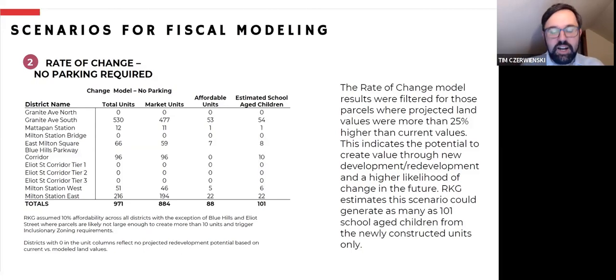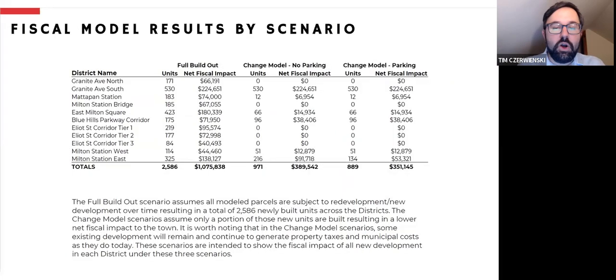That's a lot of framing. So let's move on to the next slide, where what these models show is, under the three scenarios that RKG tested: full build out, so again, assuming every single unit under our unit capacity calculation is built; the rate of change model that assumes no parking; and then the rate of change model that assumes that some parking will be built. Under every single one of these development scenarios, the MBTA Communities zoning is a revenue generator for the town under the parameters of the model.